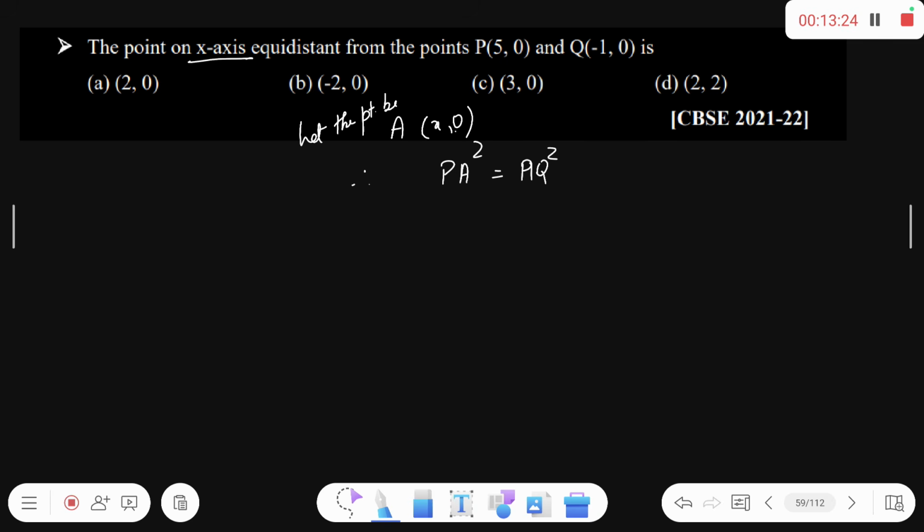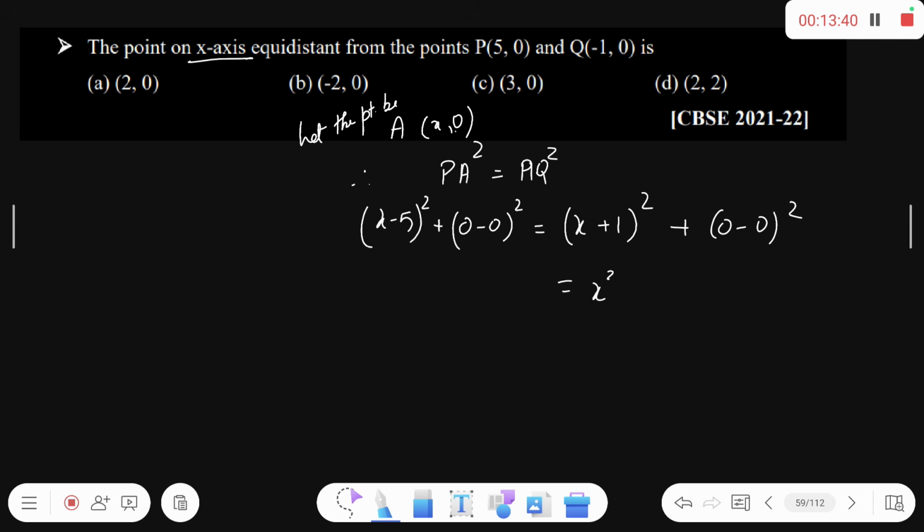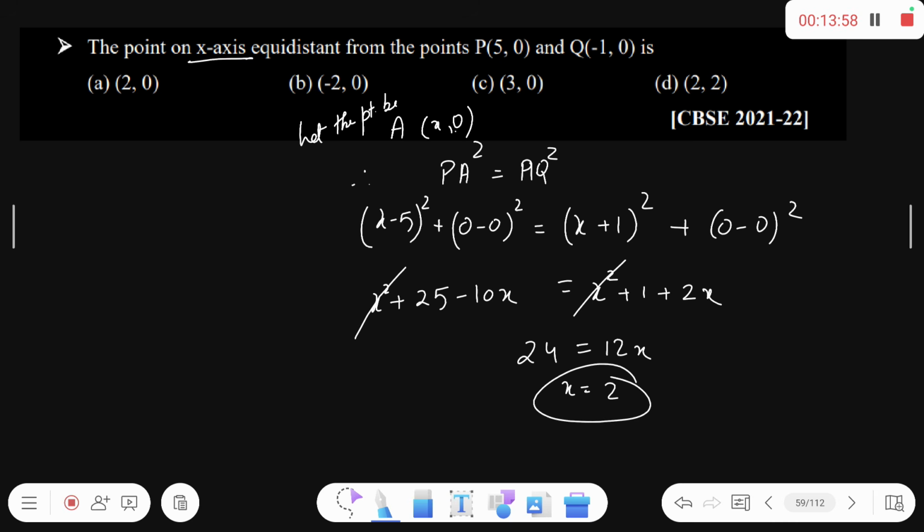So we will write (x minus 5) whole square plus (0 minus 0) whole square is equal to (x plus 1) whole square plus (0 minus 0) whole square. This comes out to be x square plus 1 plus 2x, and this comes out to be x square plus 25 minus 10x. So cancelling x square from both sides, 10x plus 2x is 12x, and this is 24, so x is equal to 2. So the possible value is (2, 0).